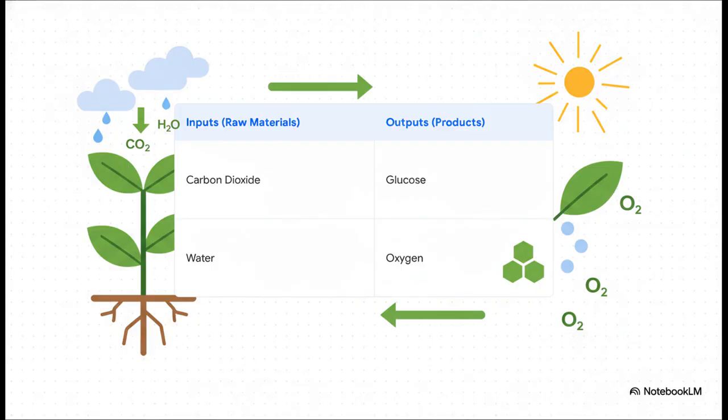See, this table breaks down our factory's process perfectly. The plant pulls in carbon dioxide from the air around it and sucks up water through its roots. Those are the raw materials. Then it works its magic to produce glucose, which is a sugar, basically the plant's food, and oxygen, which it releases. A waste product for the plant, but pretty essential for us.